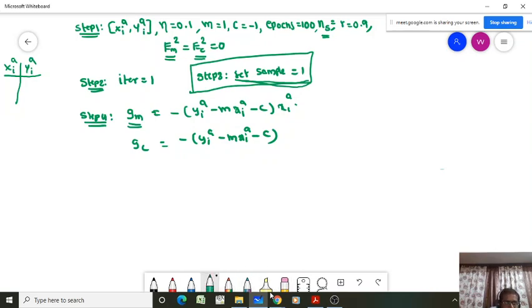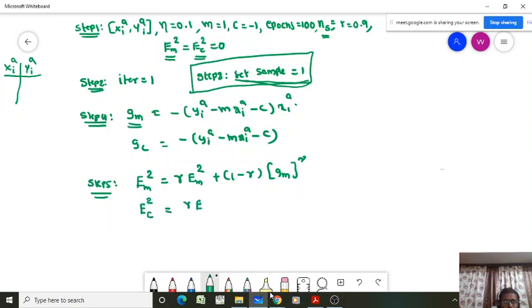Fine, you are calculating the gradient. So what will be step 5? We have to calculate the exponential decaying average of squared gradients, that is called EM2 equal to gamma into EM2, that is the initial, plus 1 minus gamma into GM whole square. Similarly, you have to calculate the exponential decaying average with respect to the model parameter c, that is EC2 equal to gamma into EC2 plus 1 minus gamma into GC whole square.